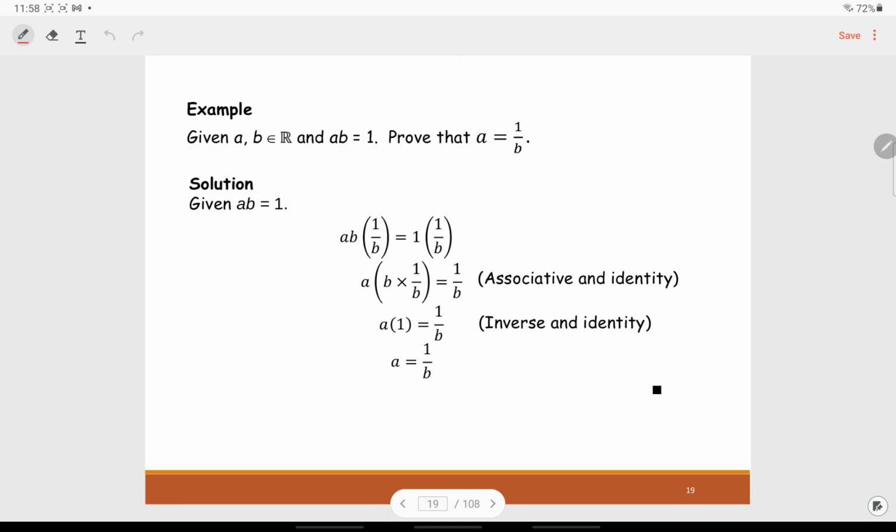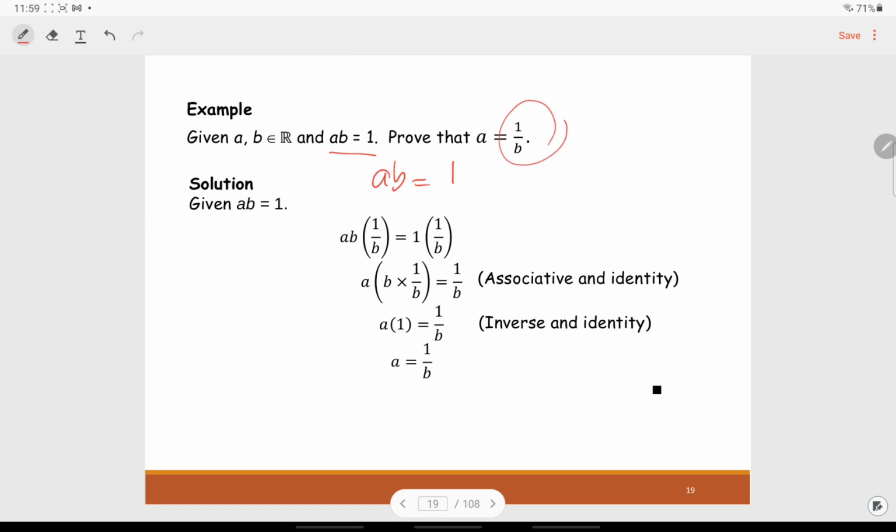Okay, now the next example. Given two real numbers a and b, it is given that ab equals 1. Our task is to prove that a is equal to 1 over b. This is a simple example of a mathematical proof. Okay, how to do it? We can use all the given properties of real numbers to solve this problem. We are given that ab equals 1. Our aim is to get 1 over b on the right hand side.